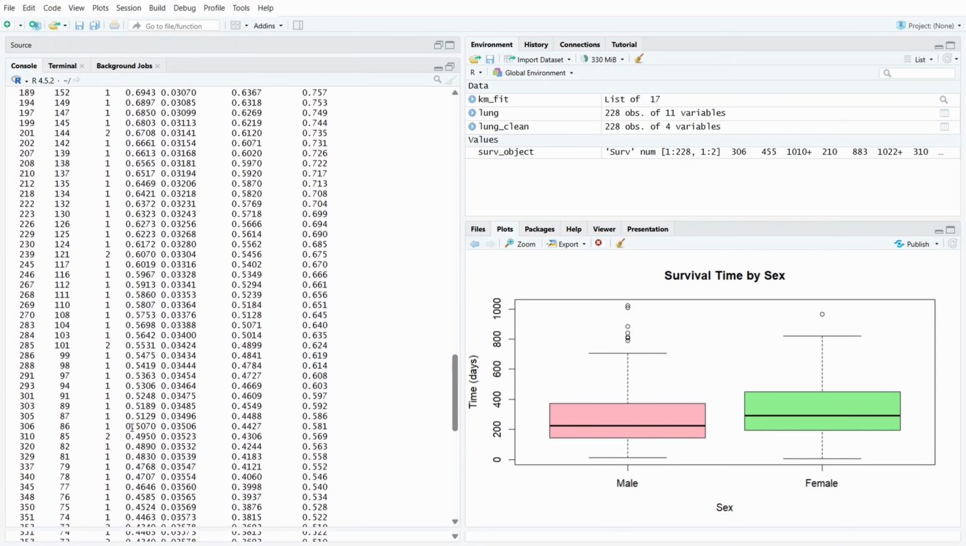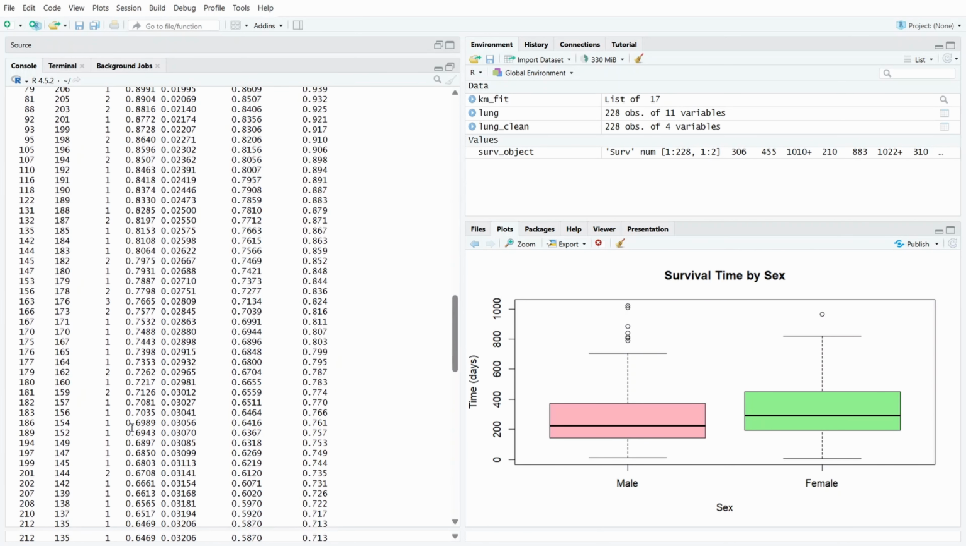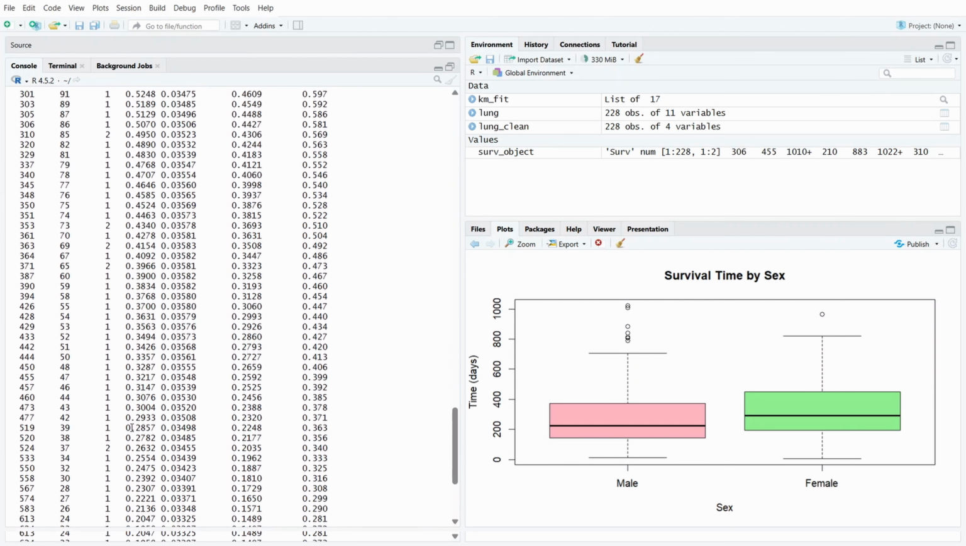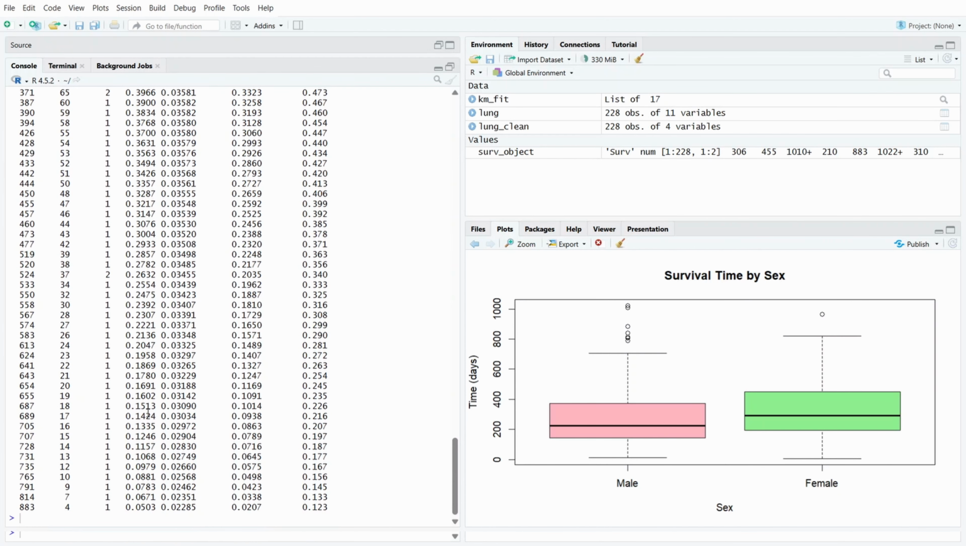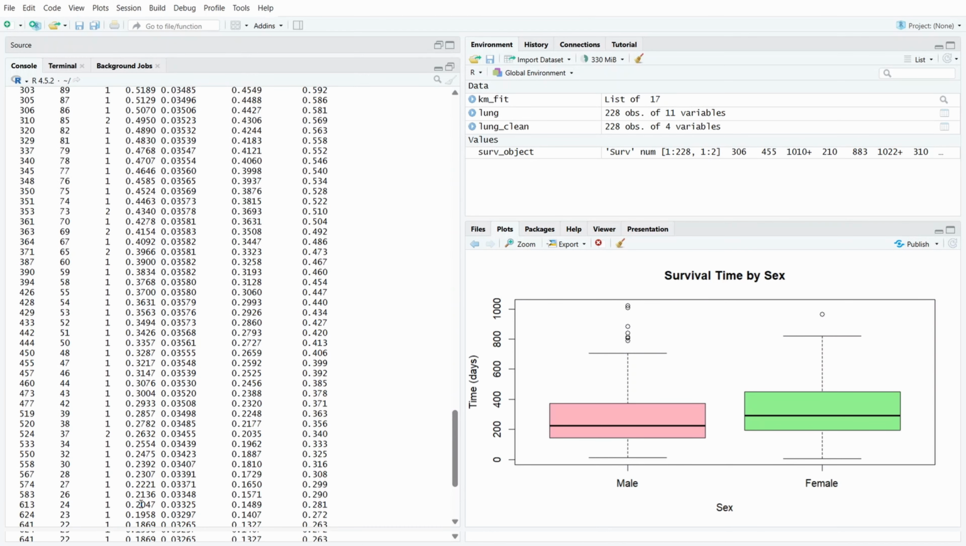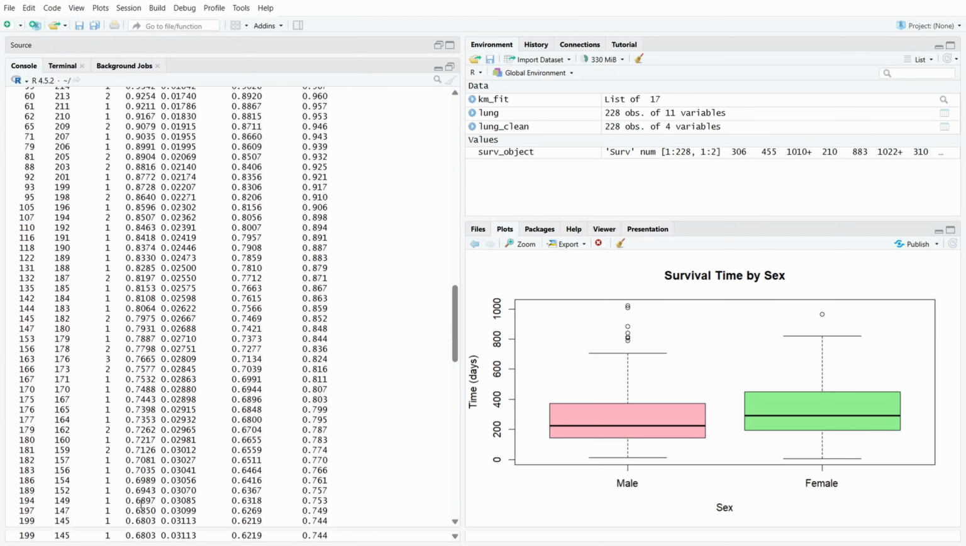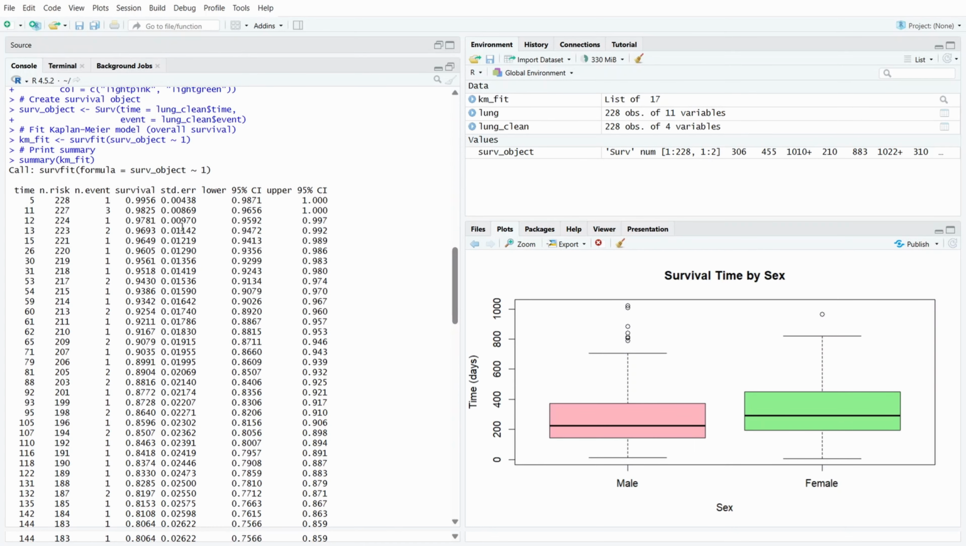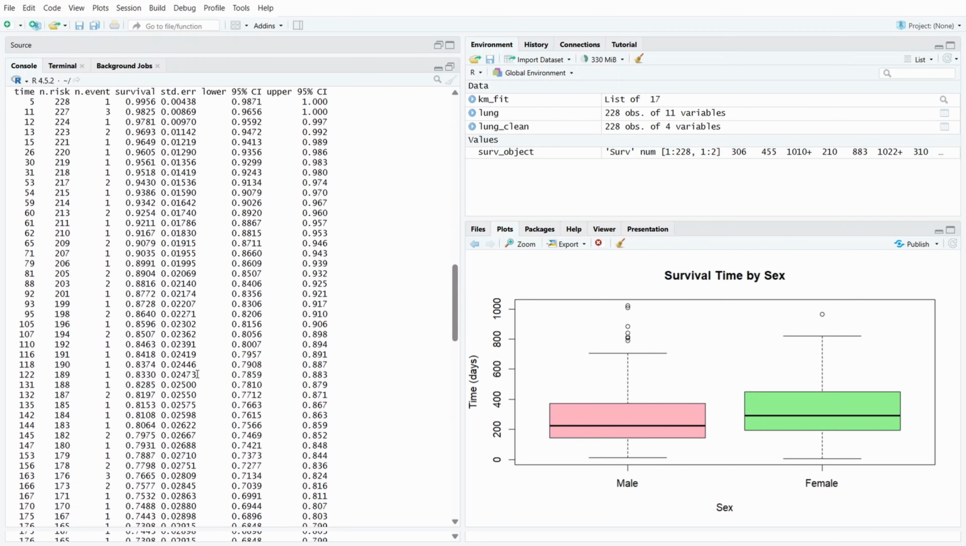This is closely related to the median survival time. As we move further out beyond 500 or 600 days, survival drops much more sharply, eventually falling below 20%. And by the end, around 800 to 900 days, it's down to under 10%. So long-term survival is relatively rare in this cohort. The standard error increases over time, which is expected. As fewer patients remain at risk, our estimates become less precise.